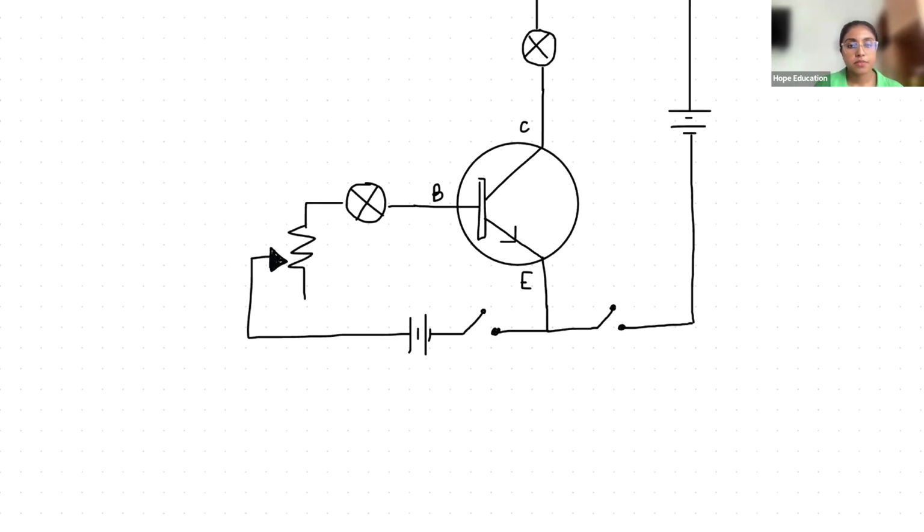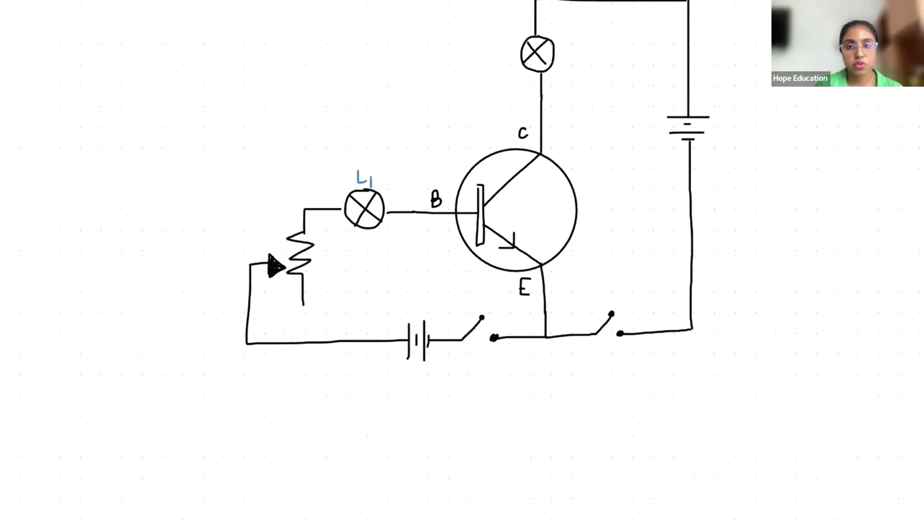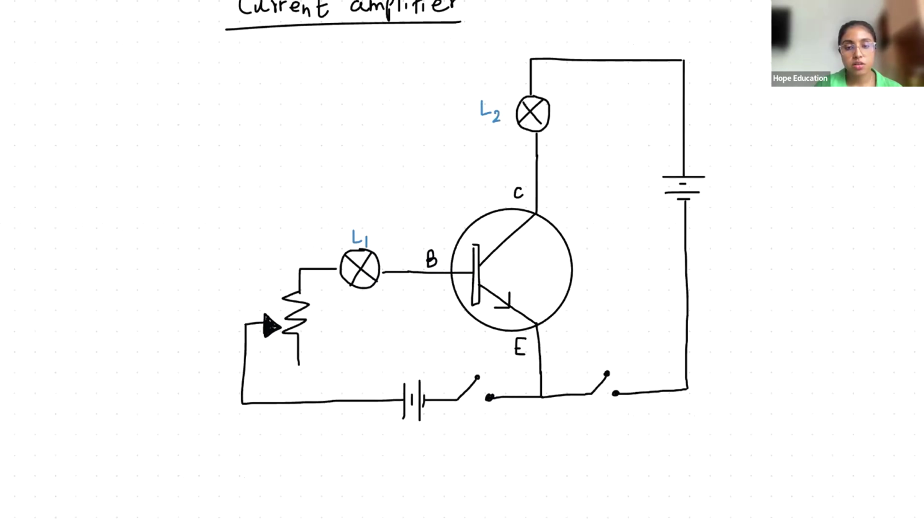We'll mark some of these. This is bulb L1. This is bulb L2. Switch S1. Switch S2. This is VR. I will explain the diagram and all the components later. First of all, draw this.